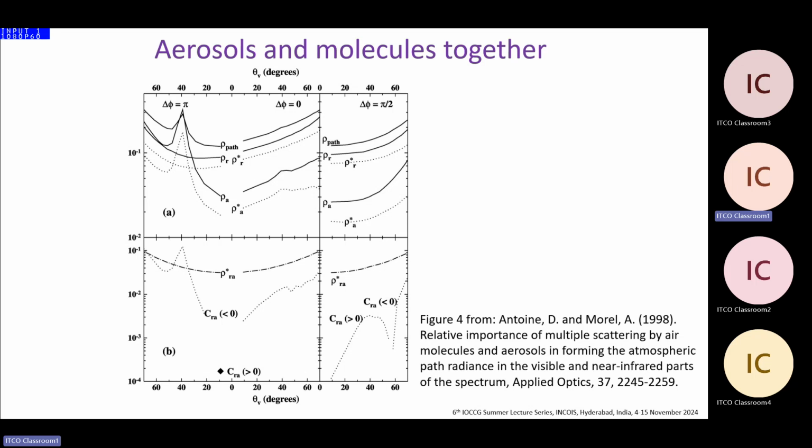And just one parenthesis: to get to this result, we had to use a Monte Carlo technique. That's the only way, with Monte Carlo, that you can count your photons and know exactly whether a photon has been scattered once on a molecule, once on an aerosol, only on aerosol, whether it's single, double, triple scattering, whatever. You can count all these things, and then you can analyze the different parts of the signal.